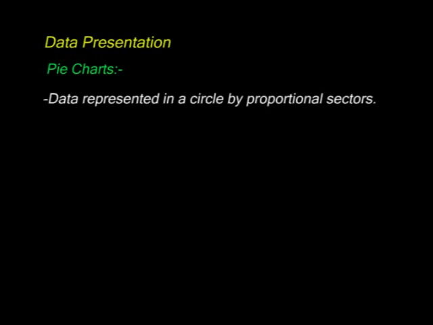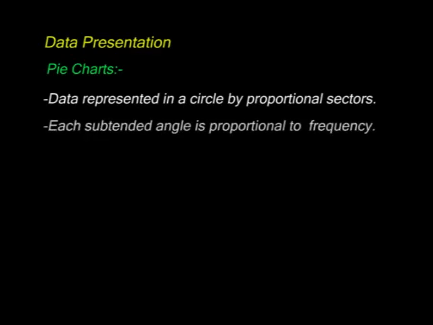A pie chart is a graph or a diagram, usually a circle with each proportion in the circle representing a given aspect of the data. The proportions are usually sectors of a circle. Each sector subtends an angle at the center that is proportional to the amount of frequency being represented. It is a proportion of 360 degrees, the angular distance of a complete turn.